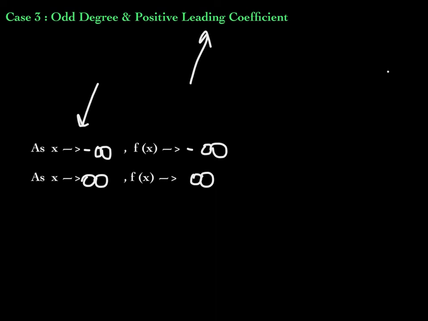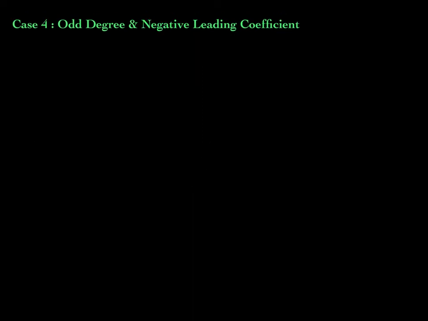Okay? So this here says as you go to the left forever, the graph goes down forever. As you go toward the right, the graph will eventually go up forever. All right, case 4 is the last case. This last case is also odd degree, but a negative leading coefficient, and that would give you this end behavior in your graph.